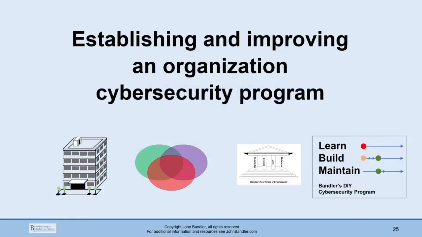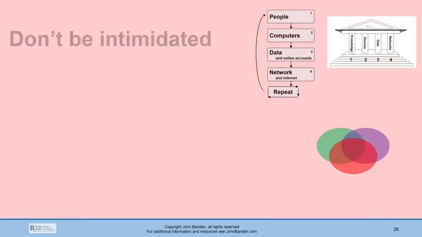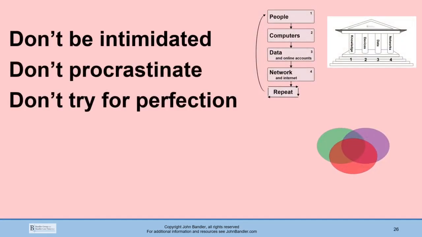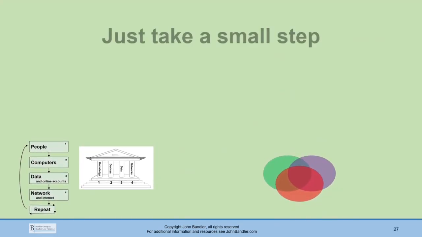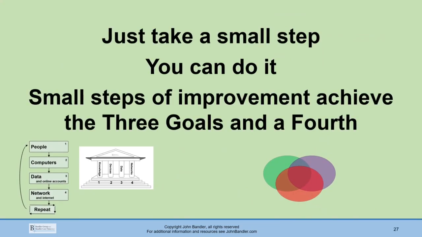So check that out. Now, please don't be intimidated. Don't procrastinate. Don't try for perfection. Don't try for infinite detail. Procrastination leads to nagging worry and problems. I want to give you a mindset to get started and to do it. And just think of taking a small step. You can do it. And small steps of improvement achieve the 3 goals and a 4th.